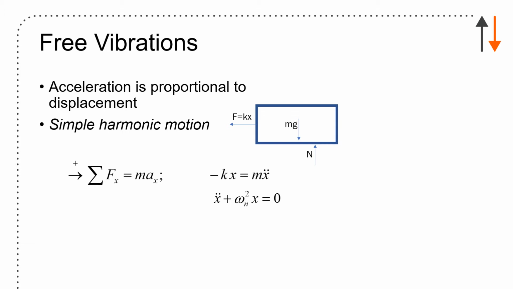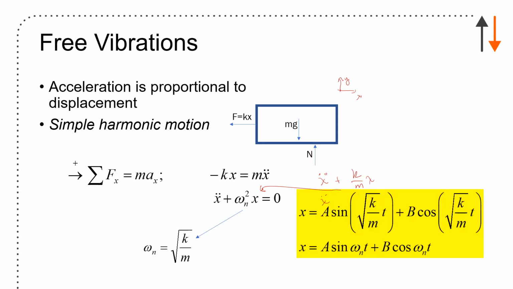So acceleration is proportional to displacement. So I have simple harmonic motion of force equals kx in this direction. And if I was careful, I would have written my x and y coordinates here. If I do the sum of forces in the x direction, it's really just going to be the spring force, minus kx equals m x double dot. And I'm going to write this as x double dot plus k over m x, which will equal x double dot plus omega n squared x, where omega n squared is k over m.